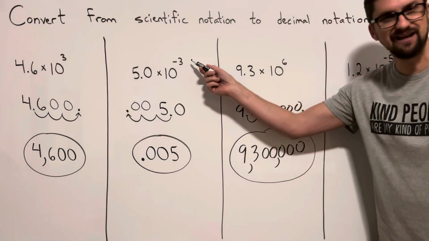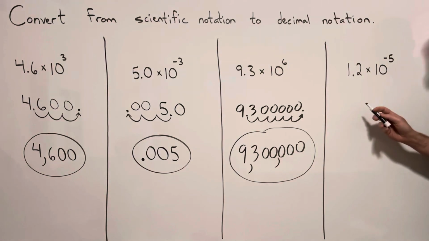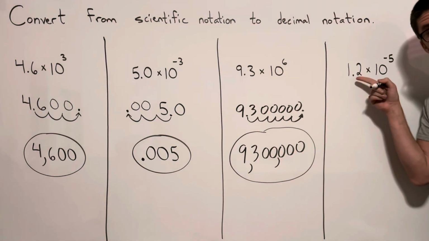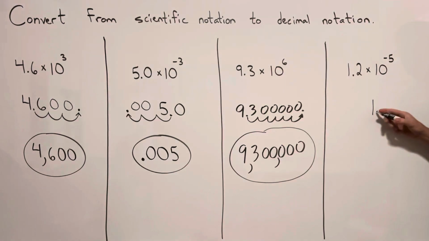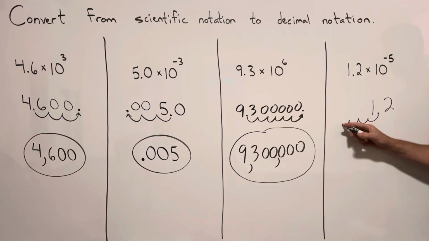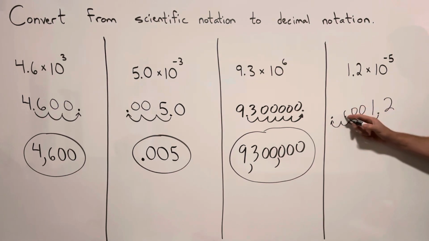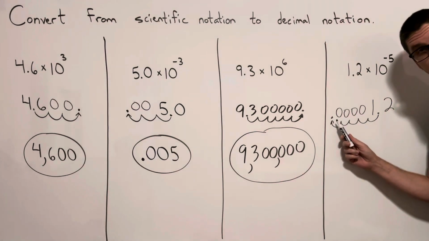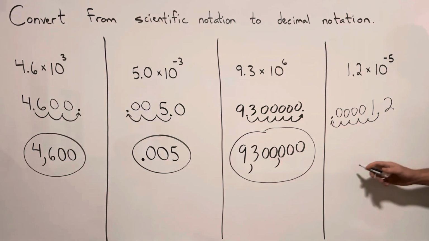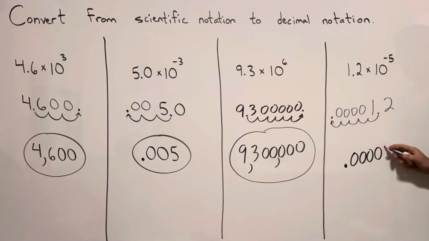So remember, if you have a negative exponent, you're going to create a number between 0 and 1. So this time, to do that, we have to move the decimal to the left. So we got 1.2, and we're going to move it 5 places to the left. That's going to create 4 zeros between the decimal point and the 1. So this one comes out to 0.000012.